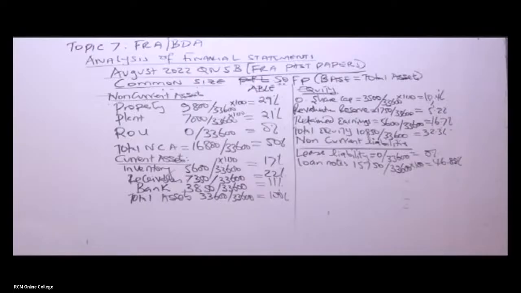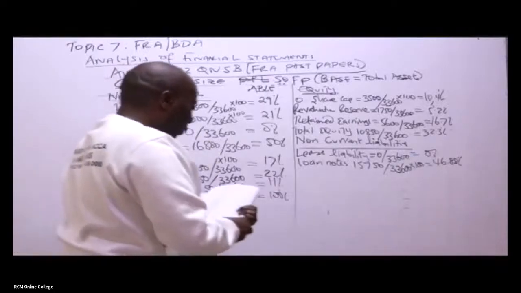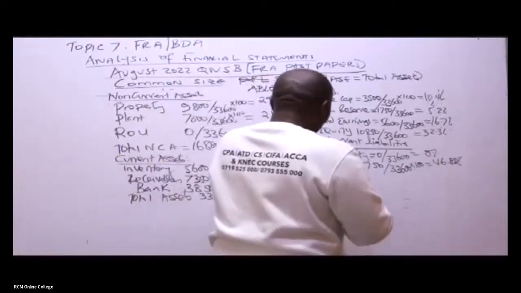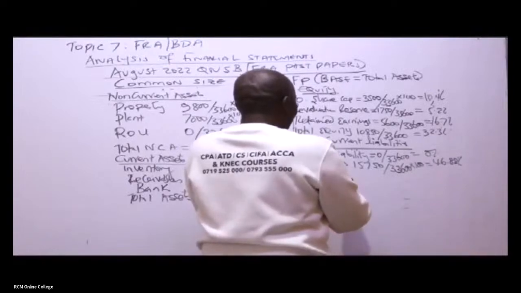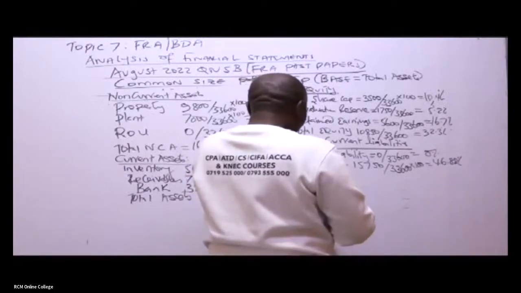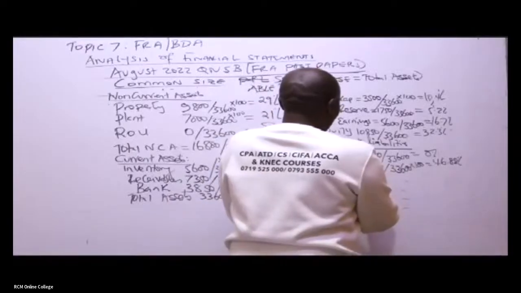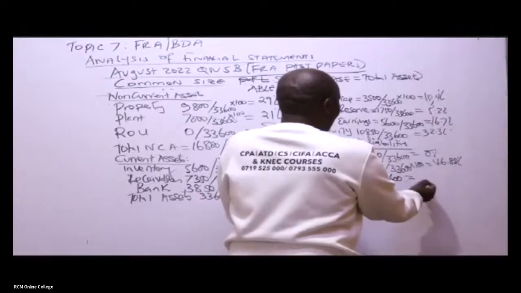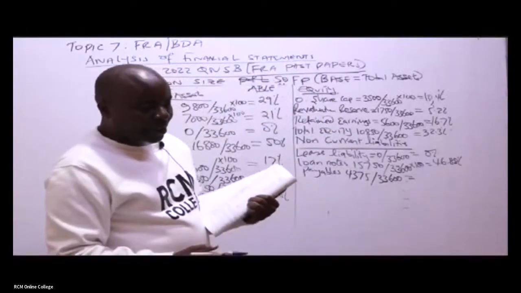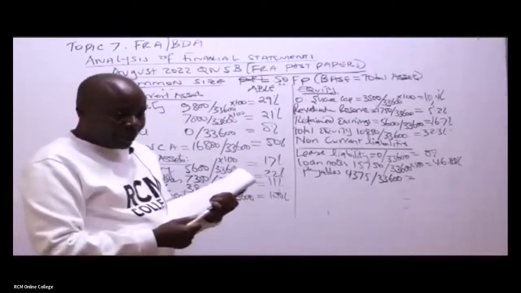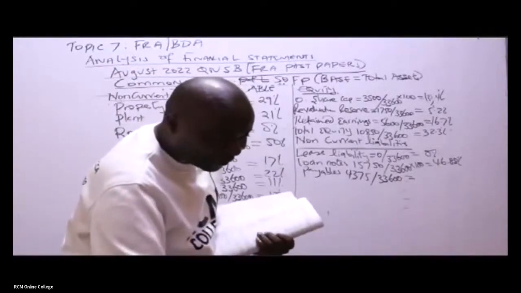So after loan notes, we go straight away to the current liabilities. I don't have to write the title current liabilities because of space, but I know you must have completed it. So we have payables: 4375 divided by 33,600 equals. Yeah, great, thank you very much. So for payables, what do we have here? 13%.